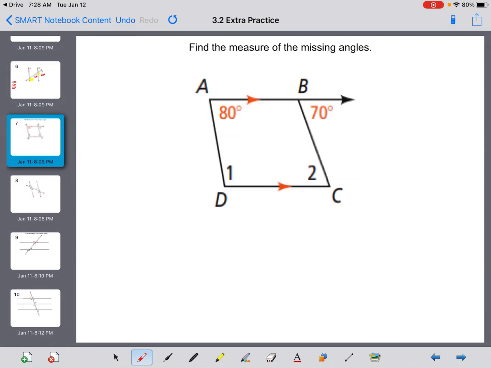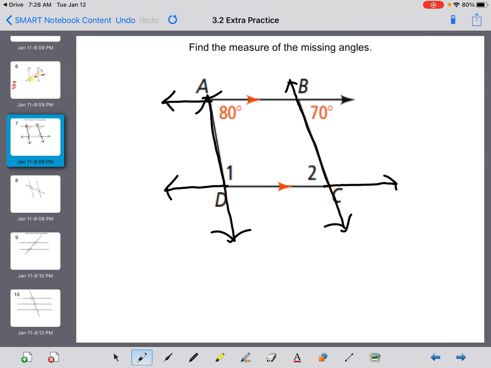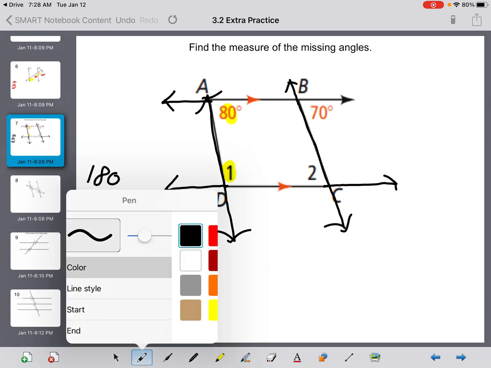Here you have find the measure of a missing angle. Now this time it's a little more difficult to see. Just extend your lines and you're going to see your transversal or transversals. So 80 and angle 1 are same side interior. So 180 minus 80 equals 100. So angle 1 is 100 degrees.